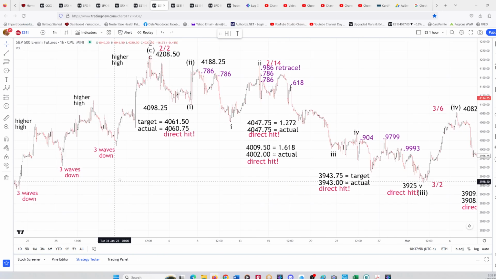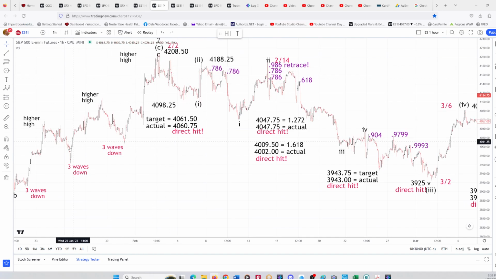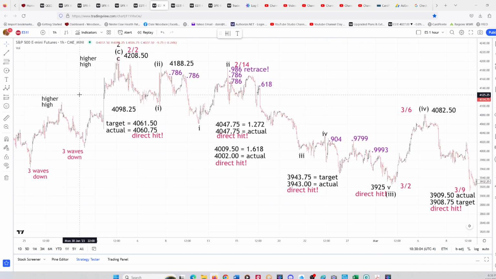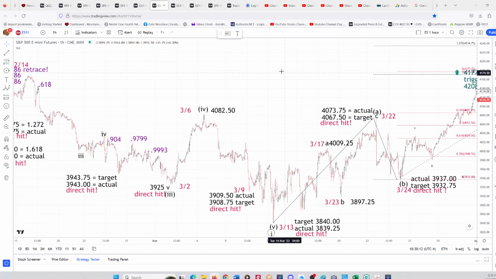Again, on the way into the February high, we kept getting higher highs, followed by 3 waves down. Back then we said we need to get 5 waves down before we can see a change in trend, and we did back on February 2nd. So that's what that is there.